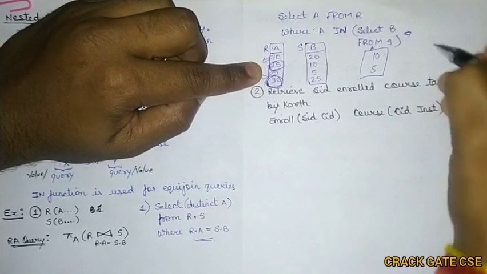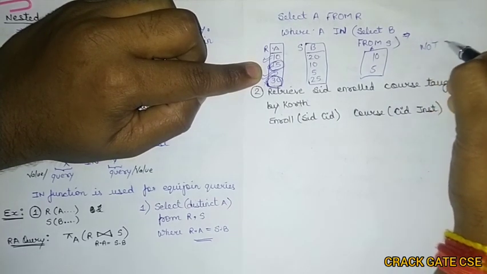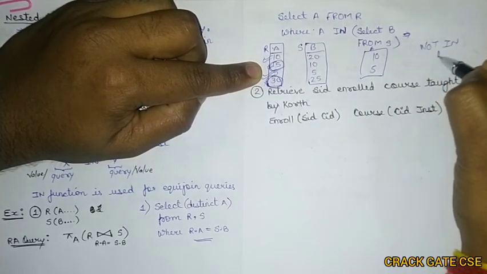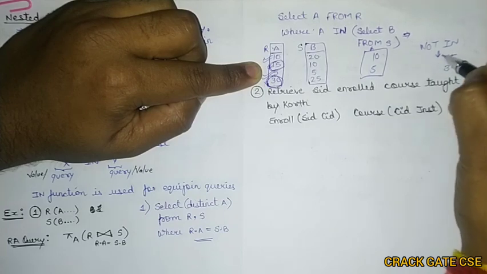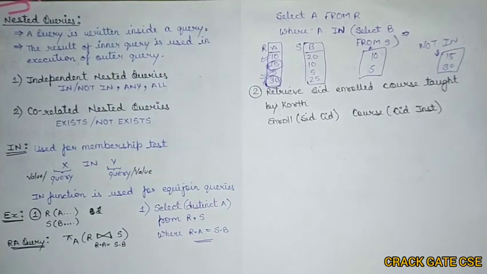So if I use not in instead of in, I will be getting the values as 15 and 30. So that's how we can use in and not in in a query. Now let's try to understand this with the help of one more example.